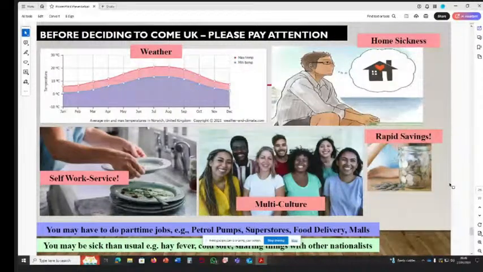You may be sick more than usual. There are plenty of viruses still around, like hay fever and cold sores, from sharing things with other nationalities probably. So take care of your health as well.